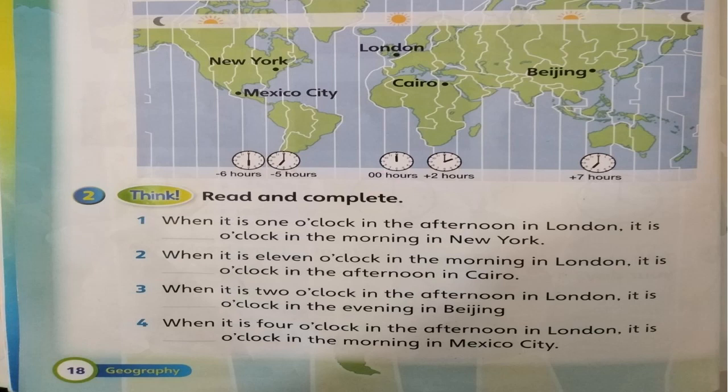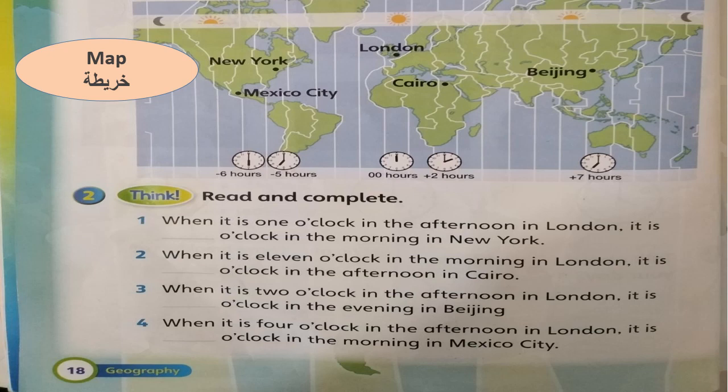Okay, here we are going to talk about the concept that times are different in different parts of the world. So, we see here a map. Map means خريطة, and there are some cities here, such as New York, Mexico City, London, Cairo, and Beijing. Okay, you will notice here that the time is not similar in all cities. It is different from one city to another. We will answer the questions here.